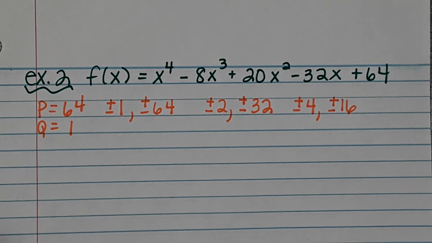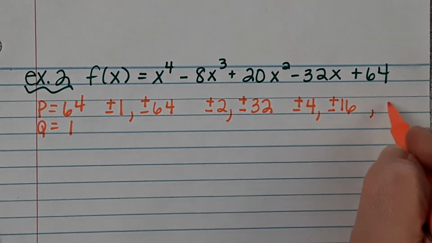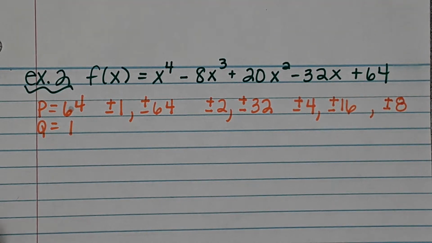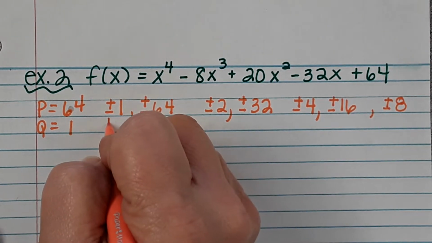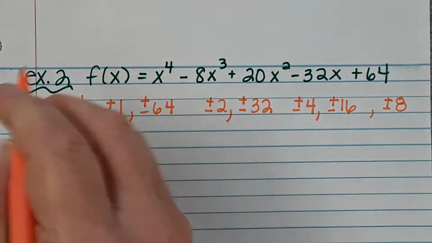6 doesn't go into it because 2 and 3 don't go into it. 7 doesn't go into it. Does 8 go into it? Yes. And I only need to write one 8. I mean, you could write both 8s, but it will end up just being the same. And then Q is positive or minus 1.